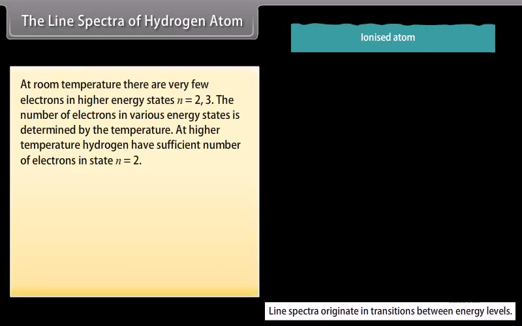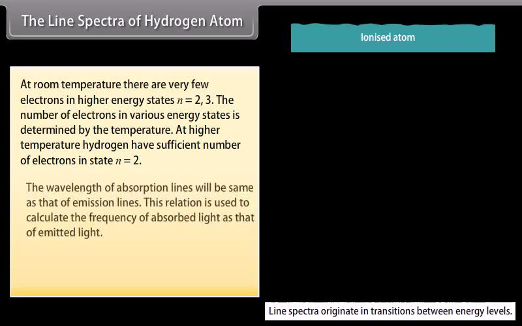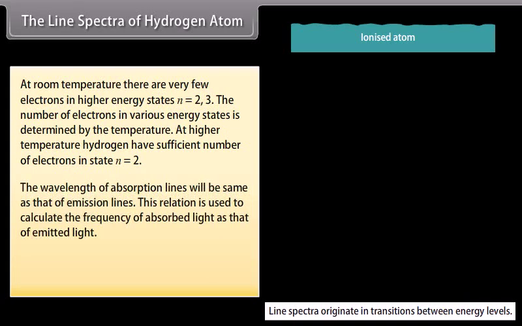At room temperature, there are very few electrons in higher energy states, n = 2 and 3. The number of electrons in various energy states is determined by the temperature. At higher temperature, hydrogen has a sufficient number of electrons in state n = 2. The wavelength of absorption lines will be the same as that of emission lines. This relation is used to calculate the frequency of absorbed light as that of emitted light: E2 minus E1 equals h nu 12, which is equal to hc upon lambda 12.